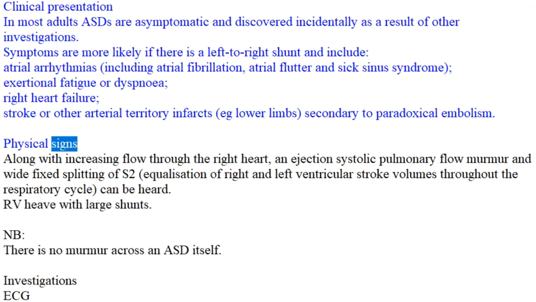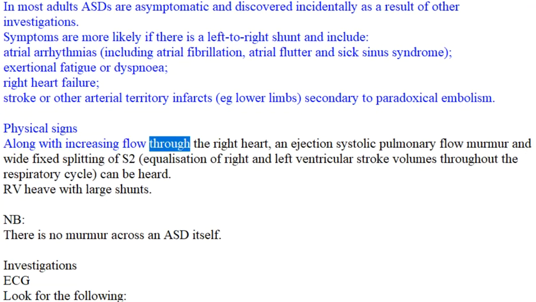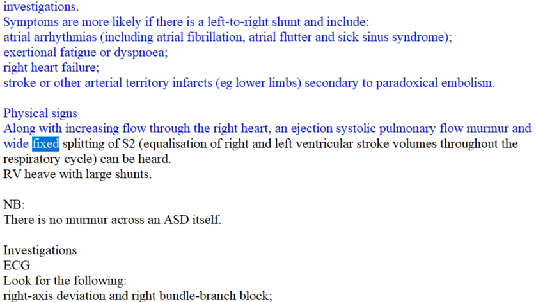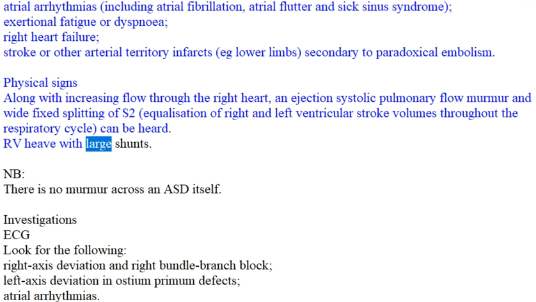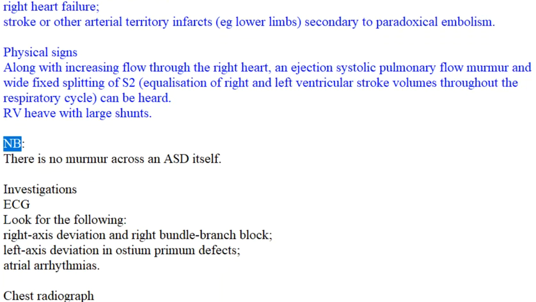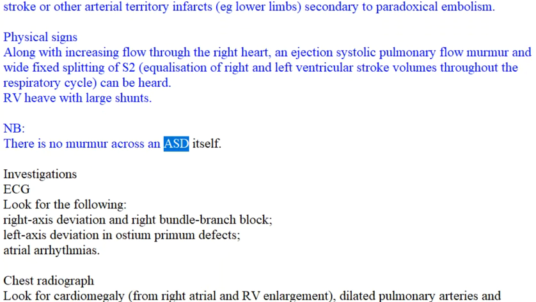Physical signs. Along with increasing flow through the right heart, an ejection systolic pulmonary flow murmur and wide fixed splitting of S2, equalization of right and left ventricular stroke volumes throughout the respiratory cycle, can be heard. RV heave with large shunts. NB. There is no murmur across an ASD itself.